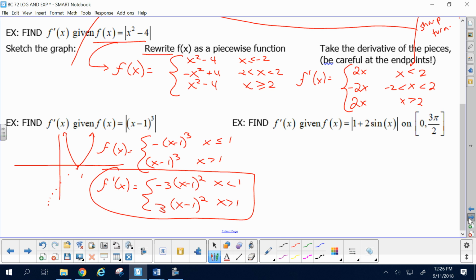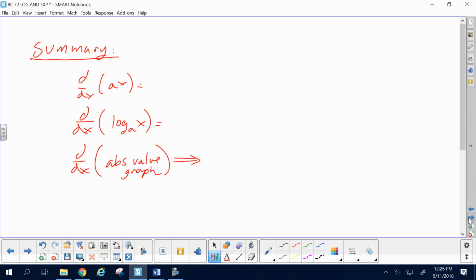For now, let's just sum it up. So what's the derivative of an exponential? A to the x, natural log of a. What's the derivative of a logarithmic function? 1 over x log a, or natural log a. And what's the general method for finding the derivative of an absolute value? Piecewise function. And then the only gotcha is to make sure that you're careful with corners and cusps.